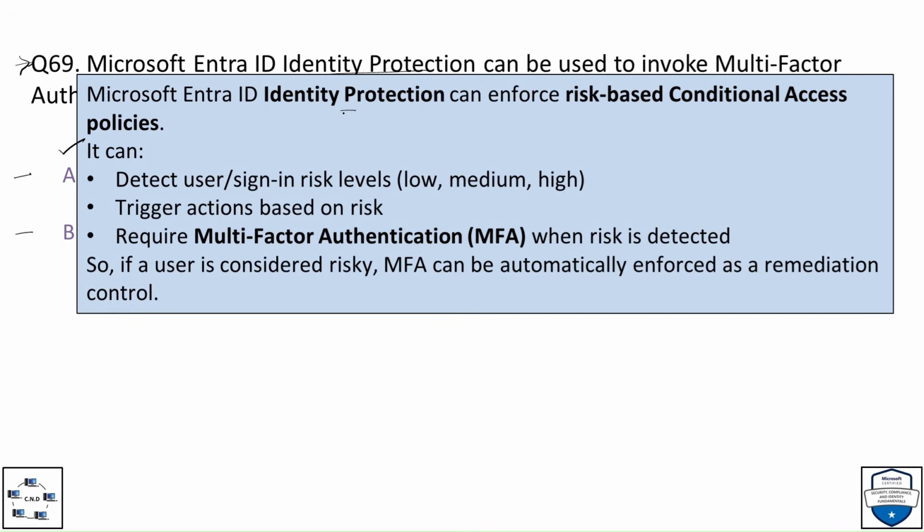So, Microsoft Entra ID Identity Protection can enforce risk-based conditional access policies, which can detect the user sign-in risk level that is low, medium, or high. It can trigger actions based on that risk, and it can require the user to use multi-factor authentication when risk is detected. So, if a user is considered risky, MFA can be automatically enforced as a remediation control.